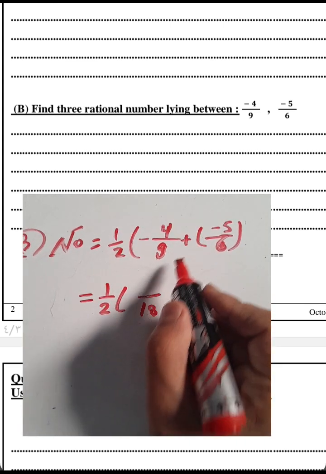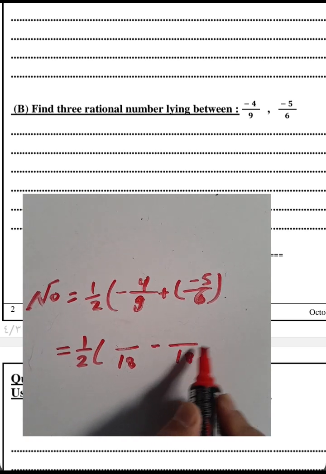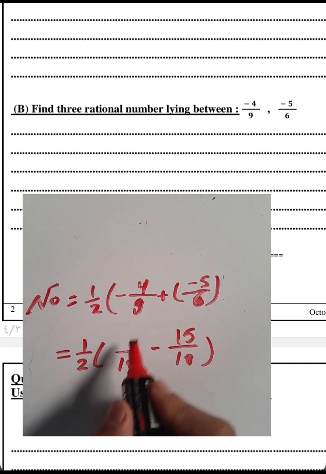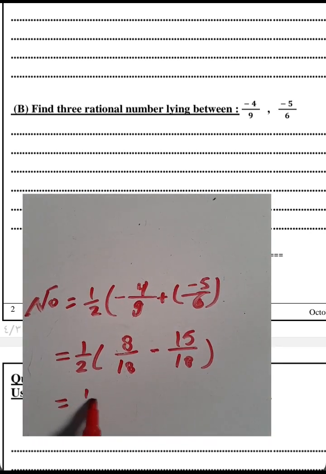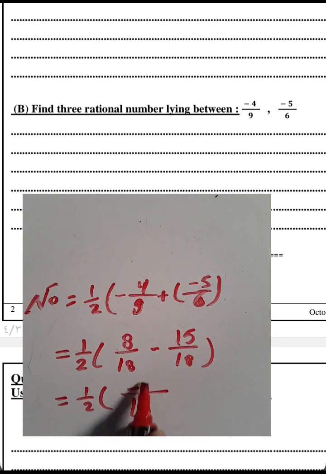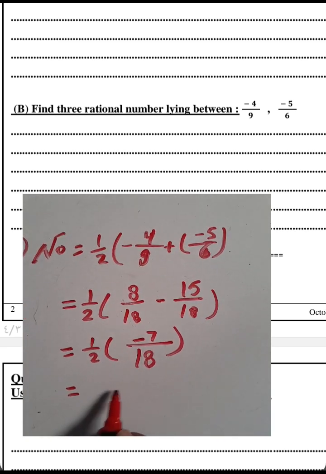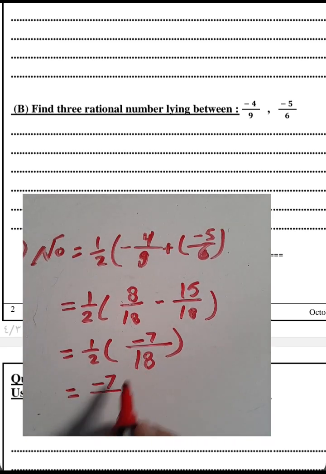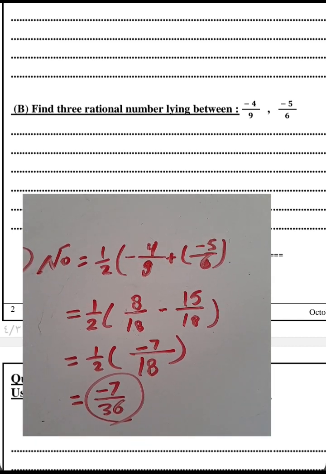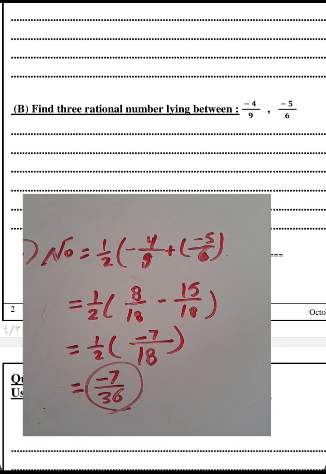Positive times negative will be negative. Write negative here, and then 18. 3 times 6 equals 18. 3 times 5 is 15. 2 times 9 is 18. 2 times 4 equals 8. Then in the numerator, 8 minus 15 will be negative 7. And then multiply numerator by numerator and denominator by denominator. 1 times negative 7 is negative 7. 2 times 18 equals 36. The result will be negative 7 over 36. Okay, that is the number that lies between the two numbers here.